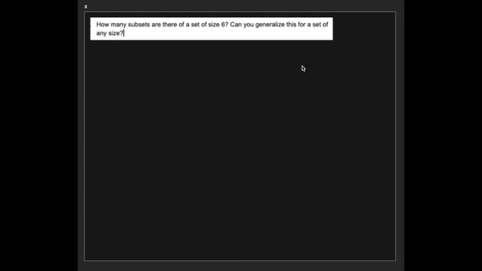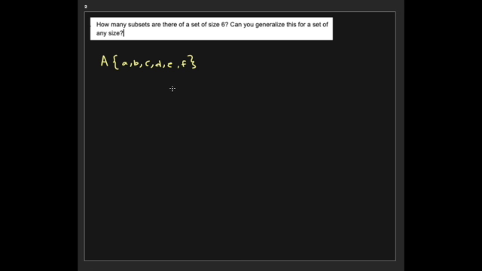Alright, so now we're gonna go over this question. How many subsets are there in a set of size 6? Can you generalize this for a set of any size? So let's start off with set A, which has 6 elements. Let's just call them A, B, C, D, E, and F.